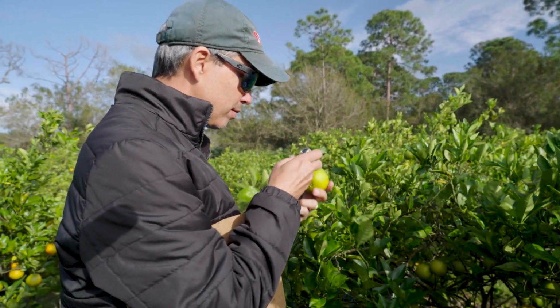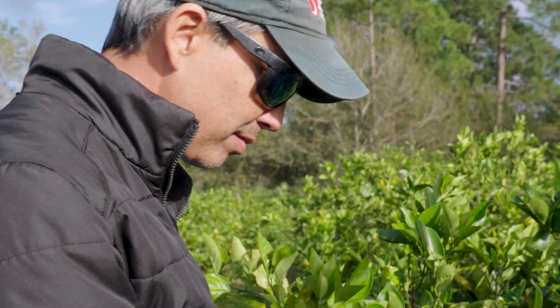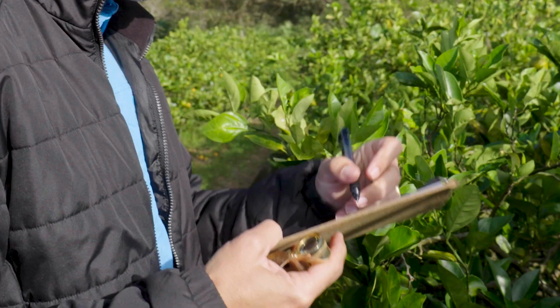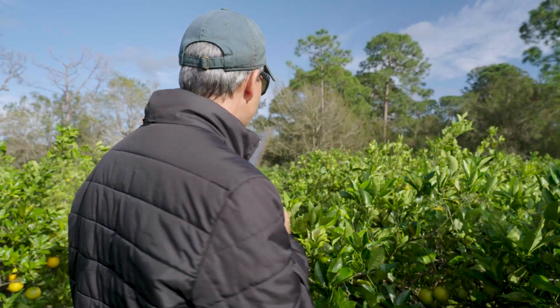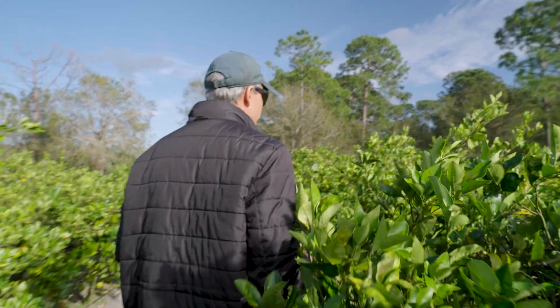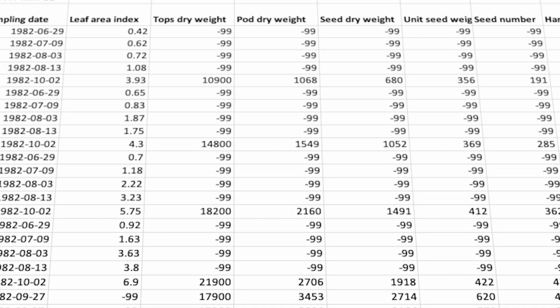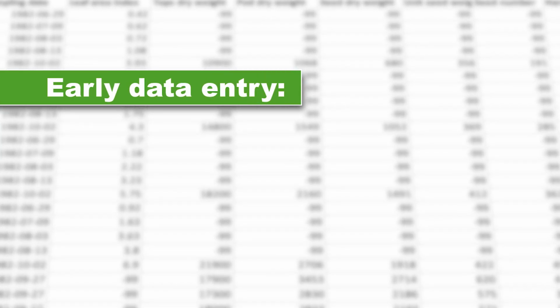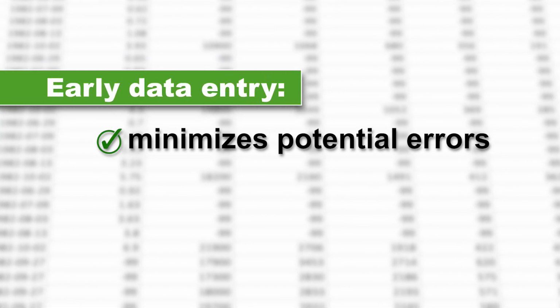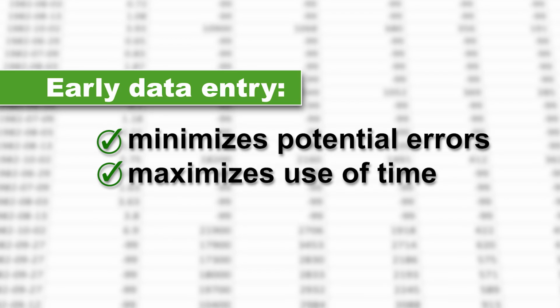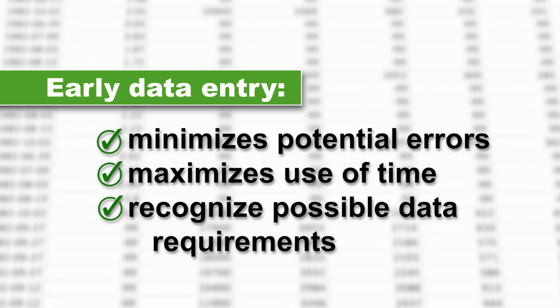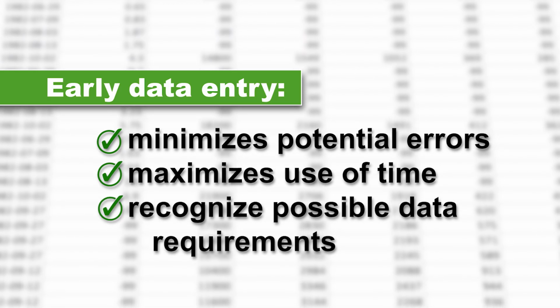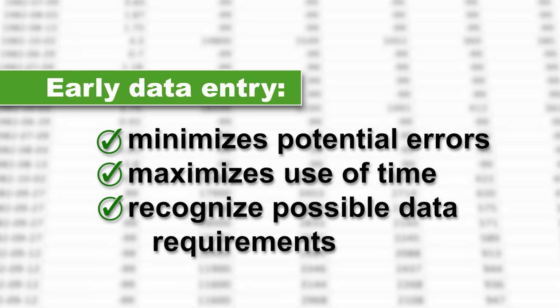During the experiment, continue to document management. In-season crop or soil measurements can be entered as soon as they become available. While data can be analyzed later and entered after the harvest, we urge researchers to enter data as early as possible to minimize potential errors and time wasted in searching for information later. This will also help researchers understand possible unexpected data requirements.